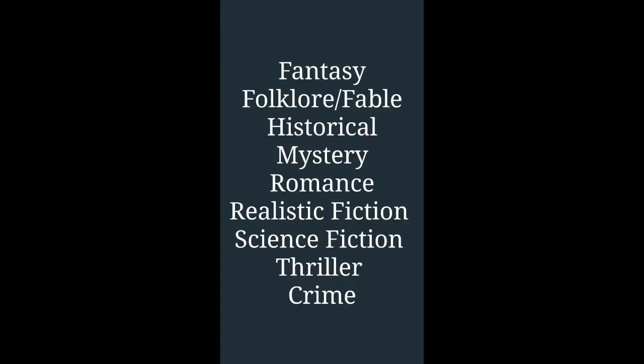Now I am going to talk about the main important types of fiction. There are 9 to 10 types of fiction. First is fantasy, second is folklore, third is historical, fourth is mystery, fifth is romance, sixth is realistic fiction, seventh is science fiction, eighth is thriller, and finally crime. And at present, there are also western, or we can say inspirational kinds of fiction. So these are the types of fiction.